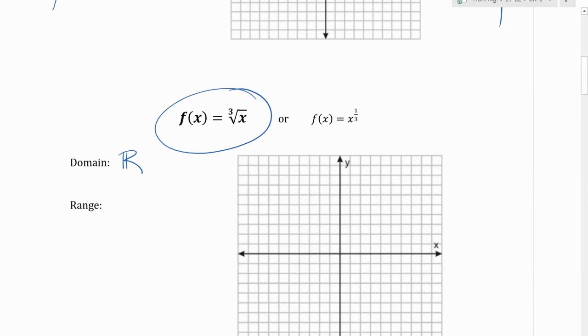because you can take the cube root of negatives. You can take the cube root of positives. You can take the cube root of 0. And if we made a T-chart for this, let's say we start at 0. Cube root of 0 is still 0. Principal cube root of 1 is still 1. We'd have to go to 8 before we'd be up 2.